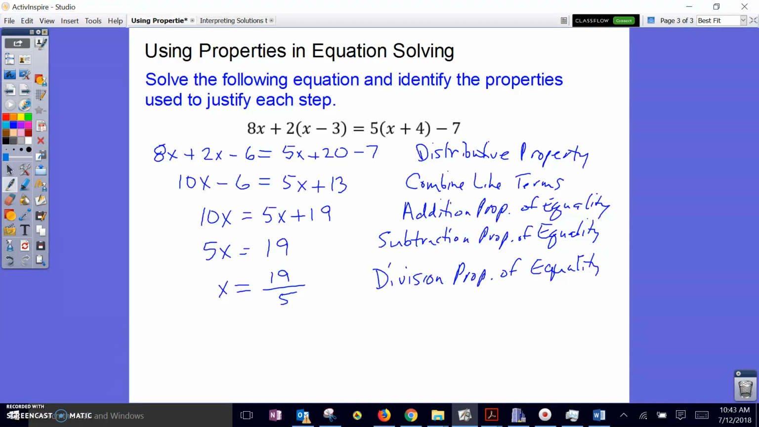Okay, and that's it for using properties while we solve linear equations. And that's the end of this lesson and the end of this video.